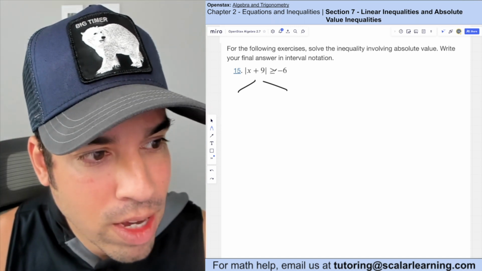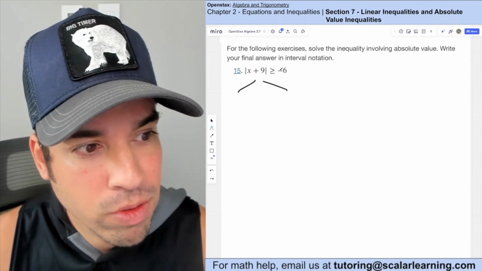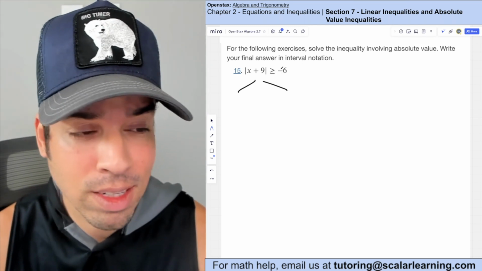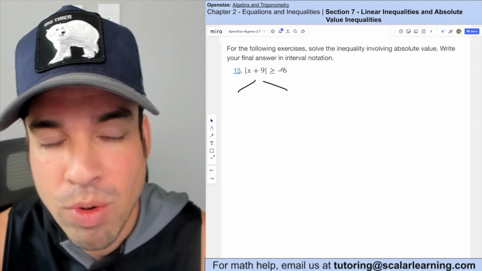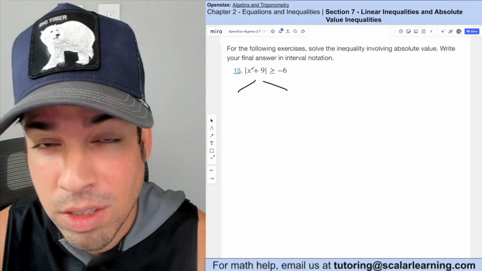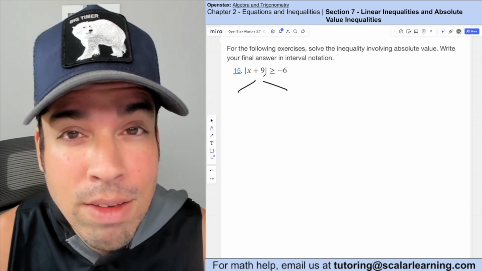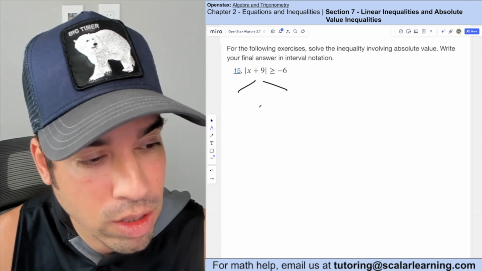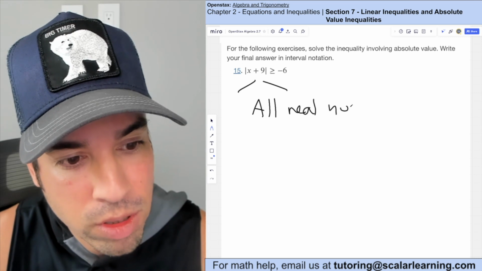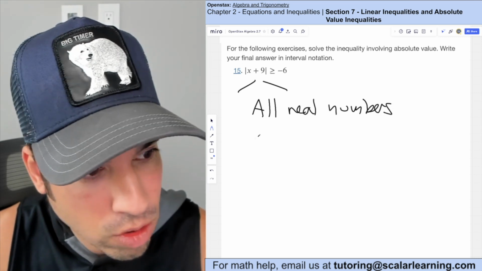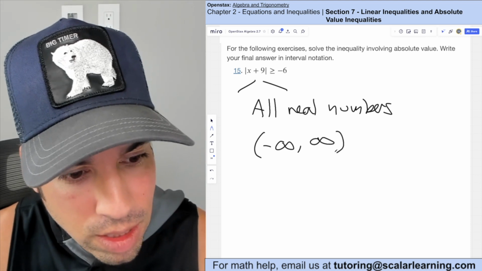If it's an absolute value being less than a negative, no solution. Because absolute value is always going to be positive. It can never be less than a negative. Conversely, if it's greater than a negative, well, it's always going to be greater than a negative because the lowest this can go is 0 if we have negative 9. So this is going to be a situation where any value of x is going to satisfy this inequality, which means the solution is all real numbers. And the way we'd write this in interval notation is everything to everything, negative infinity to infinity, done.